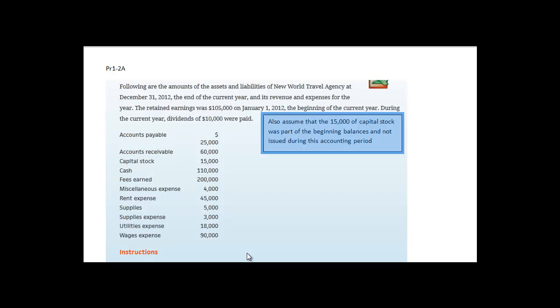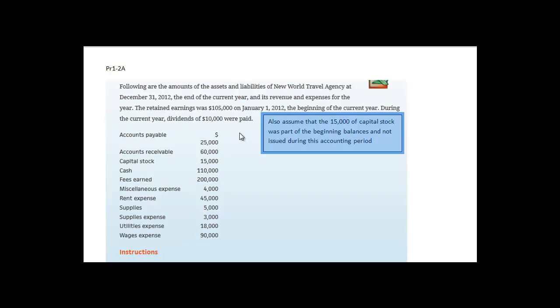Okay, so it says here, following are the amounts of assets, liabilities of New World Travel Agency, December 31st, 2012, the end of the current year, and its revenue and expenses for the year. The retained earnings was $105,000 at the beginning of the year. Okay, and during the current year, $10,000 of dividends were paid.